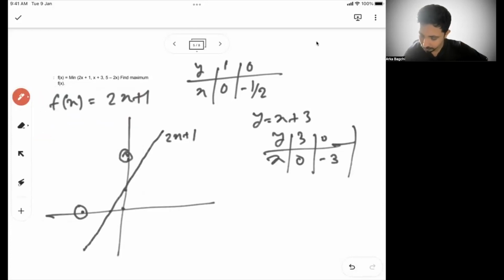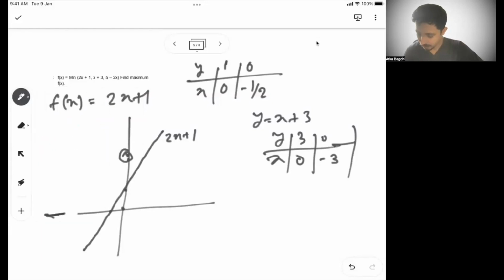So if I draw this line, just a minute. So when I draw this line, this is minus 3. Okay, this will go a little far. Just a minute. Let me just work this. So this will go. Sorry.